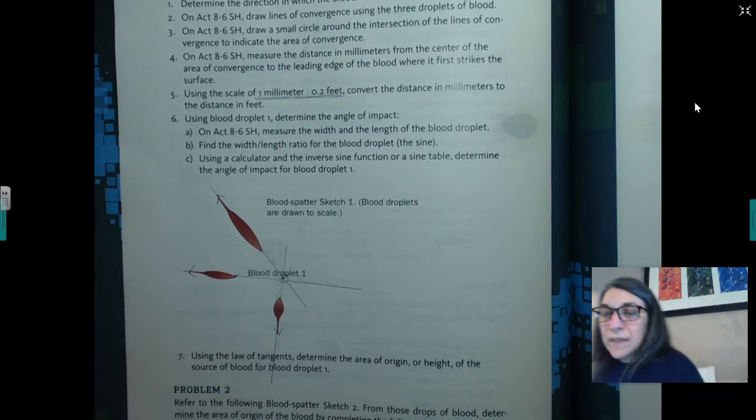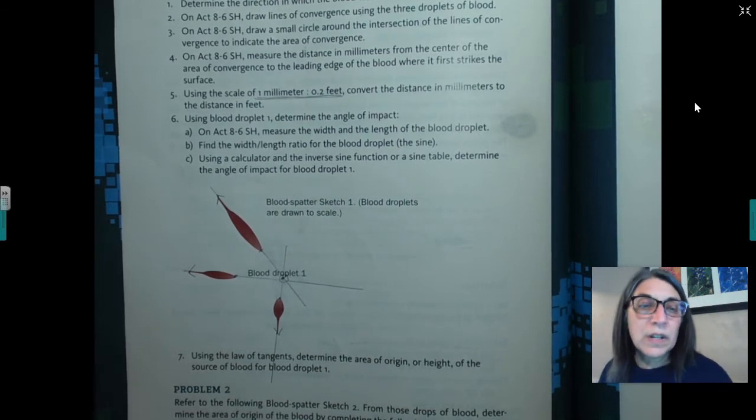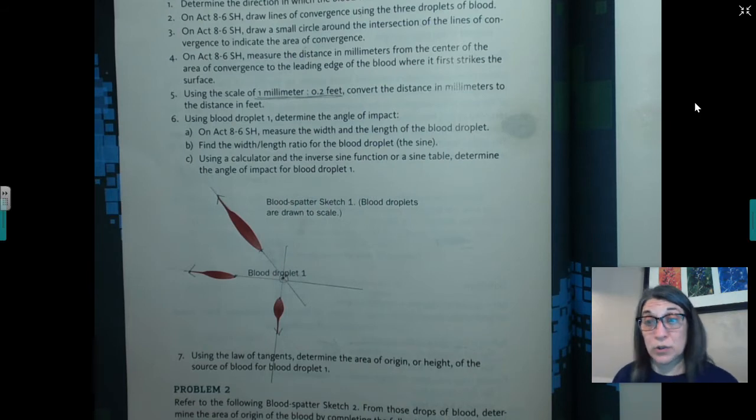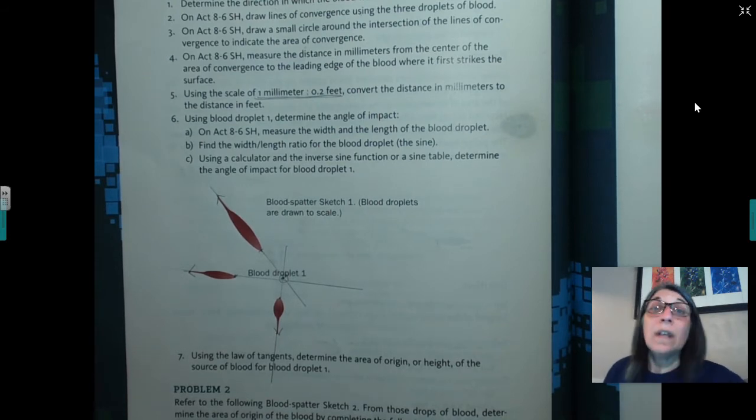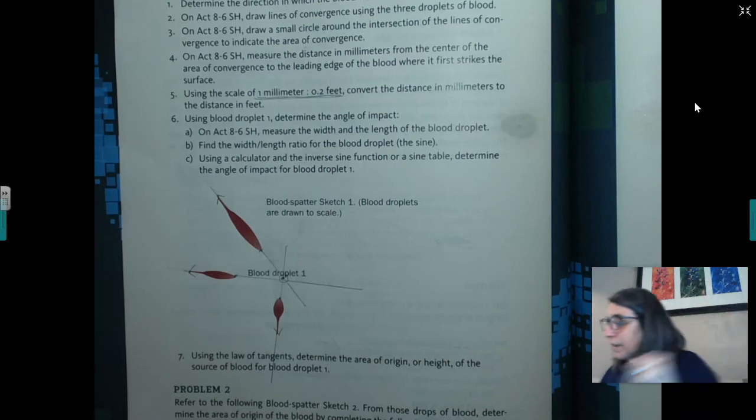They told us it was 17 millimeters in my teacher edition, so I was trying to figure out, if it's 17 millimeters, which blood drop did they measure? Because there's 3 blood drops here, and you're going to get a different measurement on each one. And again, as I mentioned in a previous video, if I was actually doing this at a crime scene, I would measure all 3 and come up with a height, or the area of origin, for all 3 and then average it out. But we're just going to pick one today to do your calculations.